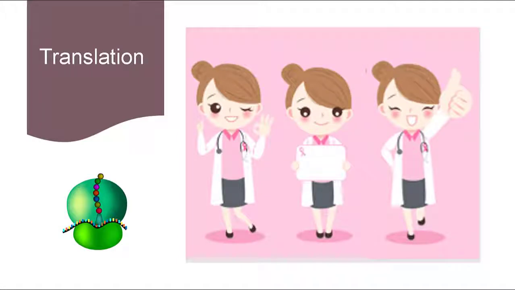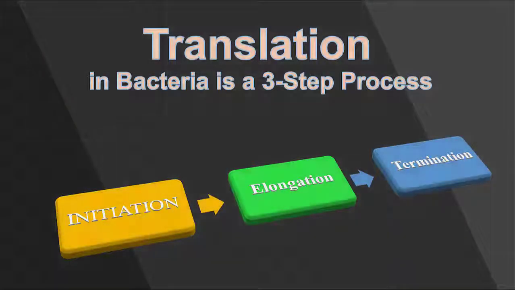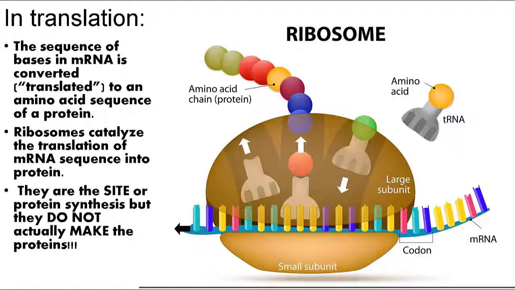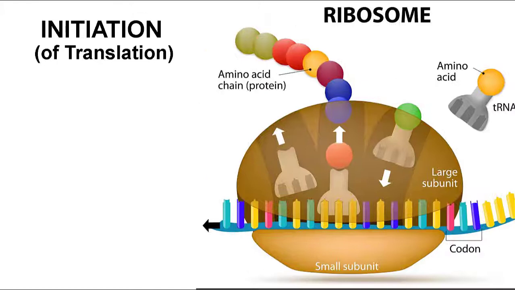On to step 2, translation. Translation in bacteria is a 3-step process. In translation, the sequence of bases in the messenger RNA molecule are converted or translated to an amino acid sequence that will make up a protein. Ribosomes function to catalyze this translation of the messenger RNA sequence into a protein. Ribosomes are the site of protein synthesis, but they do not actually make the protein.